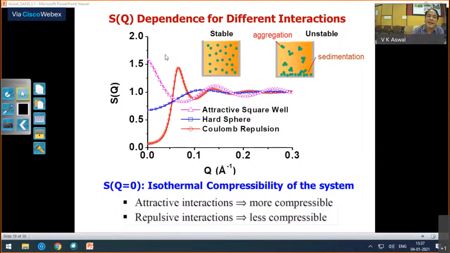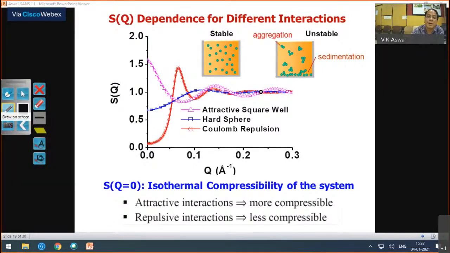So what this slide shows is your structure factor for different kinds of potential. Let's take, you are talking about short range interaction in the system, which will be in most of the cases. So you are considering structure factor for different interactions: attractive, square wave potential, hard sphere, and Coulomb repulsion.